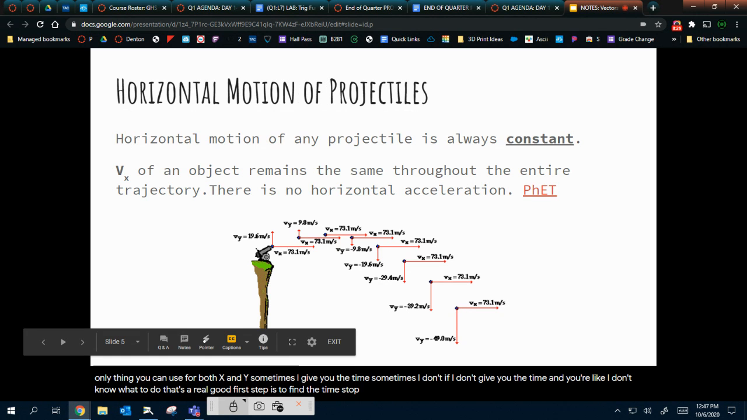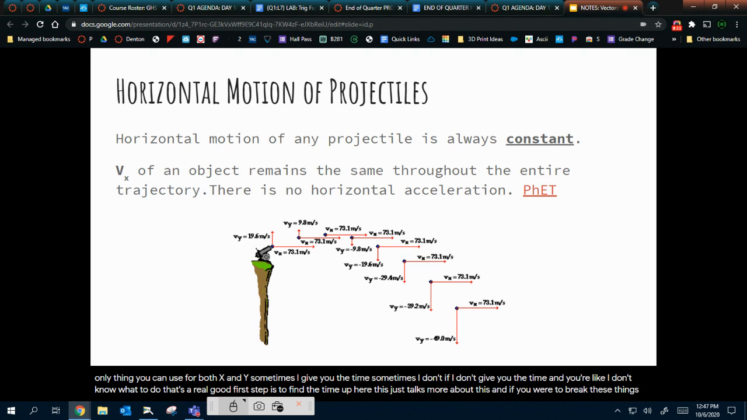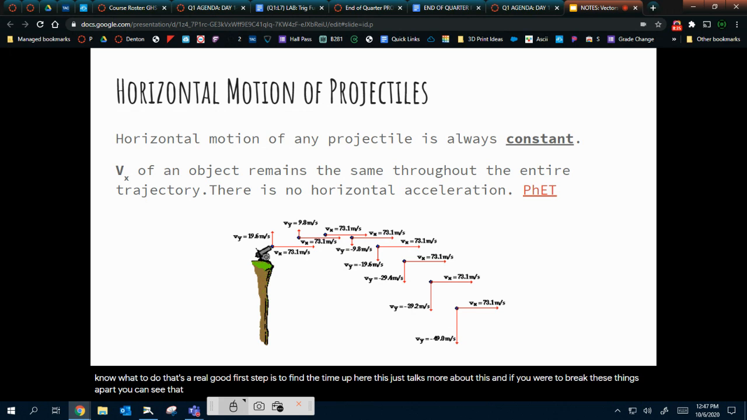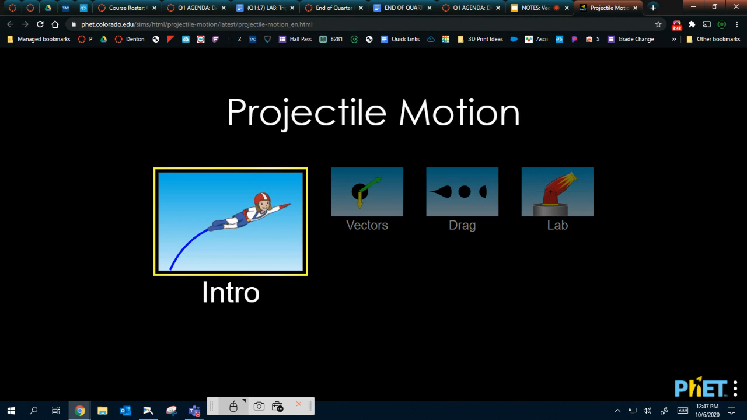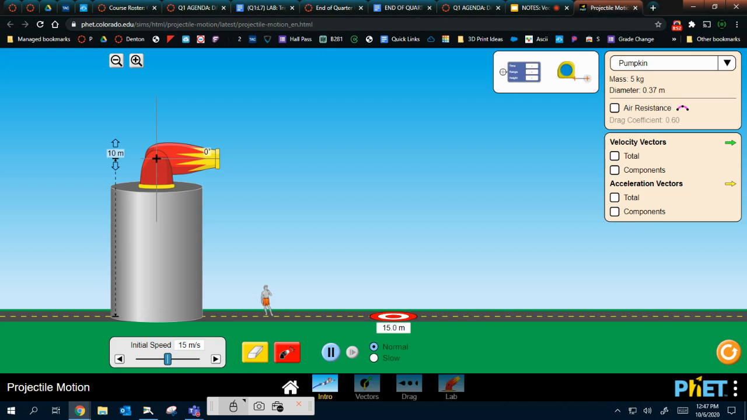Here, this just talks more about this, and if you were to break these things apart, you could see that the horizontal velocity stays the same, whereas the vertical gets accelerated downward by gravity. Here, this is a PhET sim. It's a very useful one. I recommend that you play around with it. It's obviously capable of doing a lot more than I'm requiring of you guys. Like I said, I'm going to require that you guys just do horizontally fired projectiles.